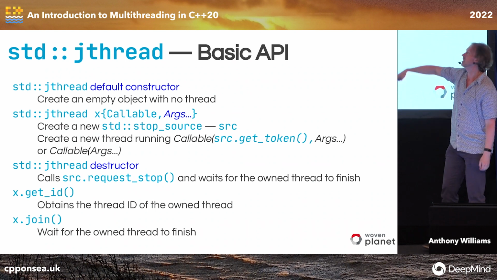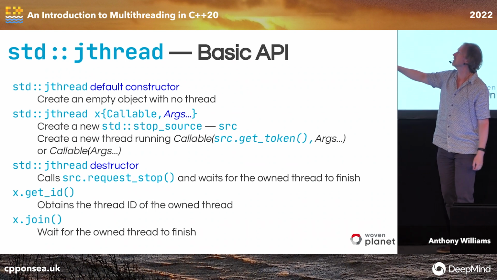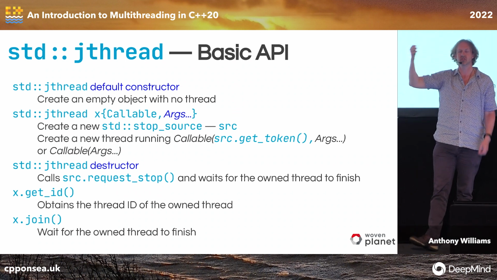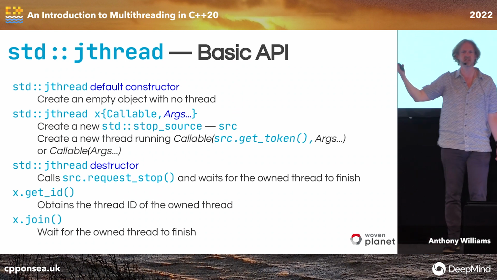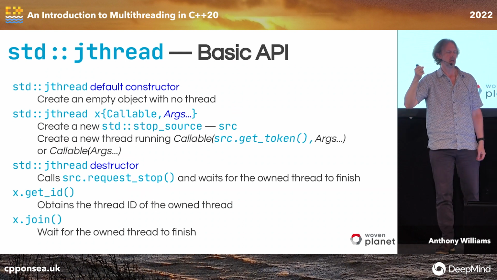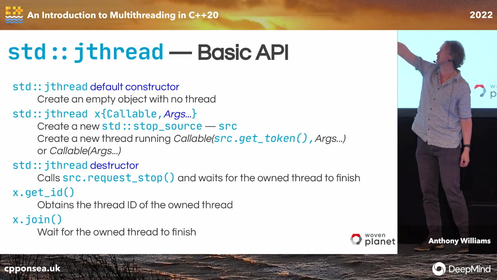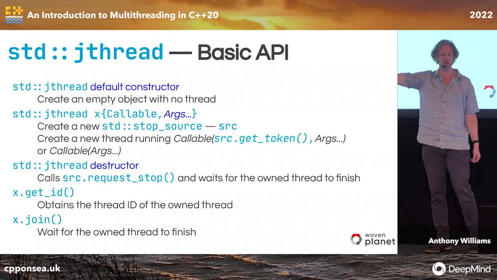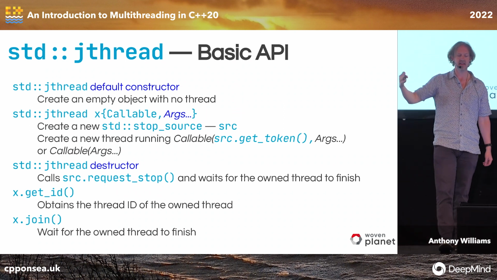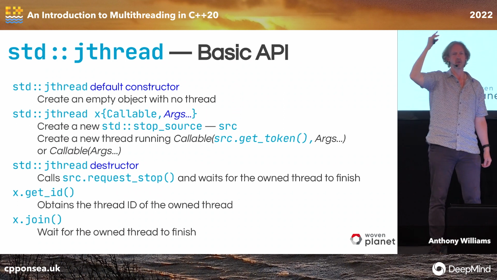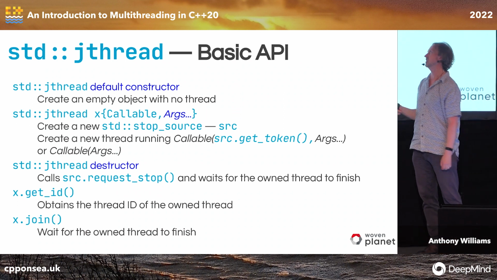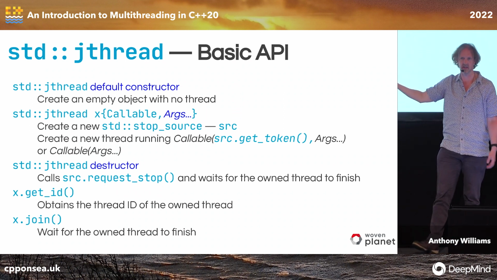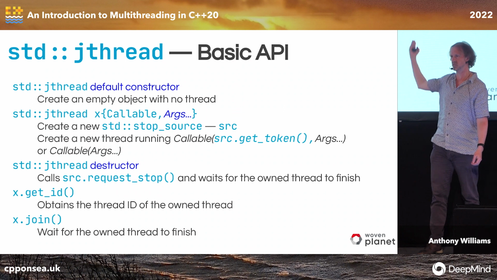So the basic API is not very big, really. We have a default constructor that creates an empty jthread object with no thread. It's just like a null pointer. It has nothing to manage. Then we have a constructor that takes a callable and optional arguments. And this creates a new stop source, and then it creates a new thread that runs the callable. And it will pass in the stop token to go with that stop source, if it supports it. Otherwise, it will just pass in the supplied arguments.